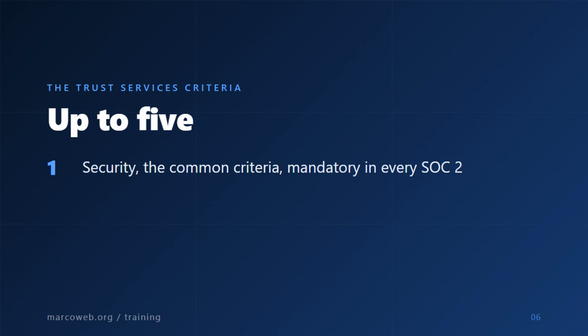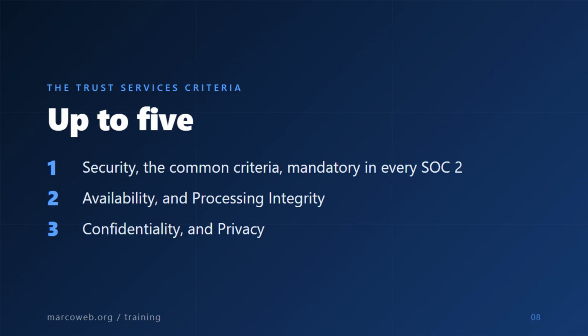SOC 2 is built on up to 5 trust services criteria, and understanding them is the key to reading the report. First, security, the common criteria. It is mandatory in every SOC 2, covering protection against unauthorized access. If a SOC 2 covers nothing else, it covers this. Then availability, whether the system is up and usable as agreed, and processing integrity, whether it processes data completely, accurately, and in an authorized way. And confidentiality, the protection of information designated confidential, and privacy, the handling of personal information against the provider's privacy notice.